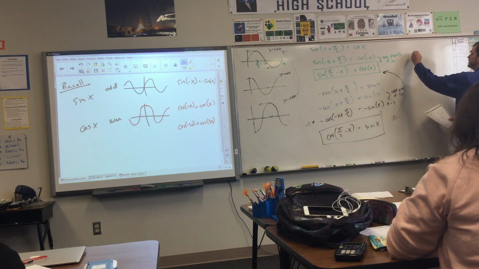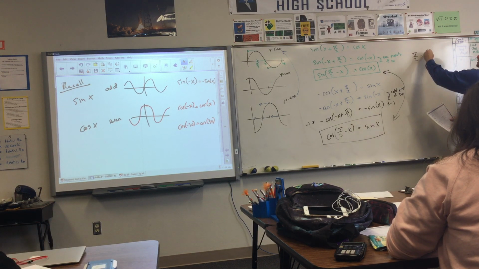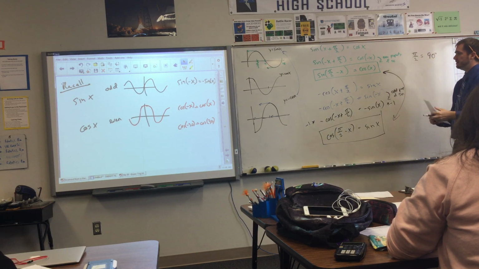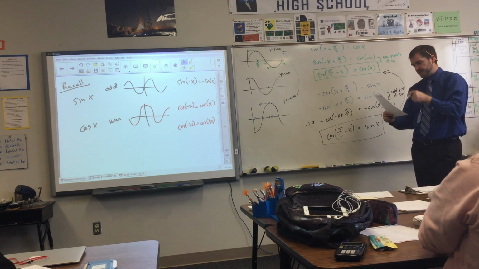As a side note, who can tell me what pi over 2 equals in degrees? 90 degrees. Alright. So that is actually all six co-function identities.